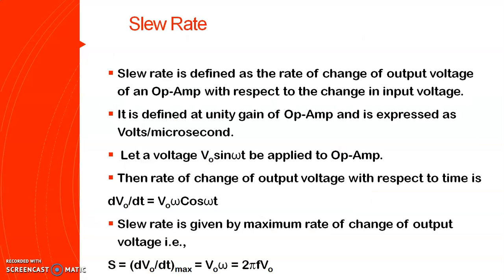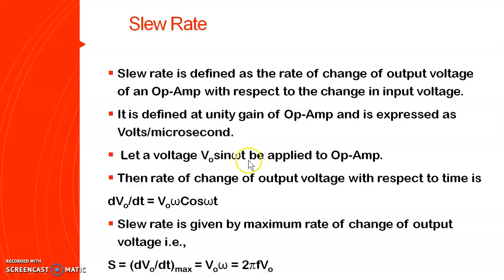Then the next parameter is slew rate. Slew rate defines the rate at which the output voltage of an op-amp changes with respect to changes in the input voltage. Whenever there is a change in the input voltage, how fast the output responds to it, or how fast the output voltage of an op-amp changes, is given by this slew rate, and generally it is expressed in volts per microsecond.